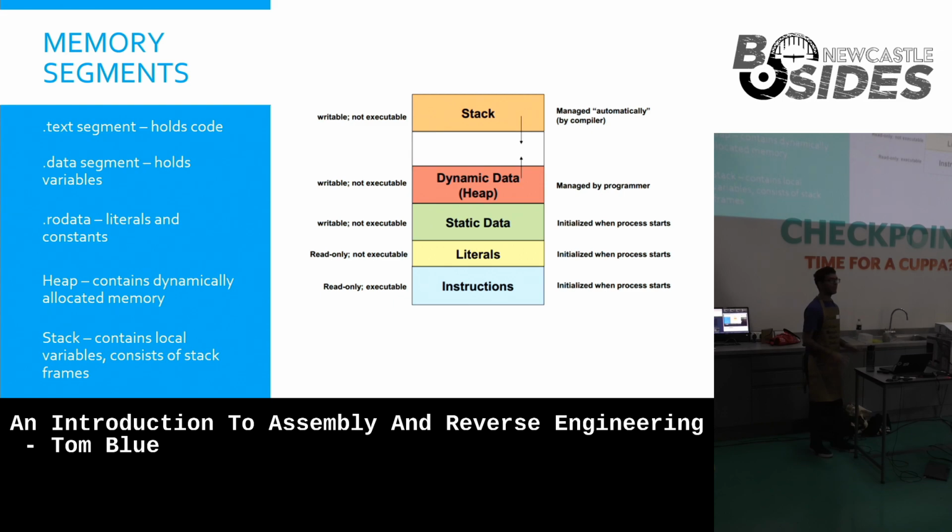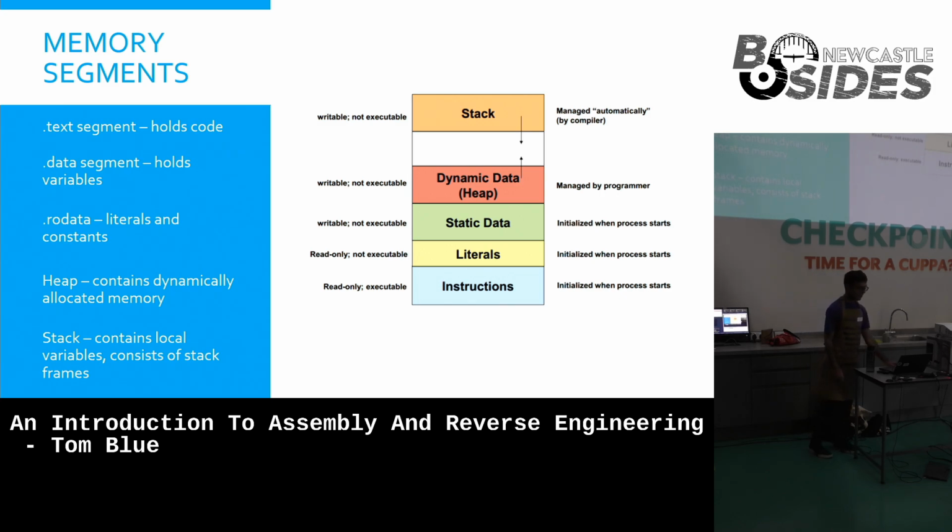Memory is broken up into various segments in a program's memory. There's a text segment, which is the only executable segment in most programs, and it holds the code. There's a data segment, which holds variables, and part of the data segment is read-only data, which holds literals and constants. There's the heap, which contains dynamically allocated memory, and the stack, which is fairly important for this talk. It contains local variables and consists of these things called stack frames.